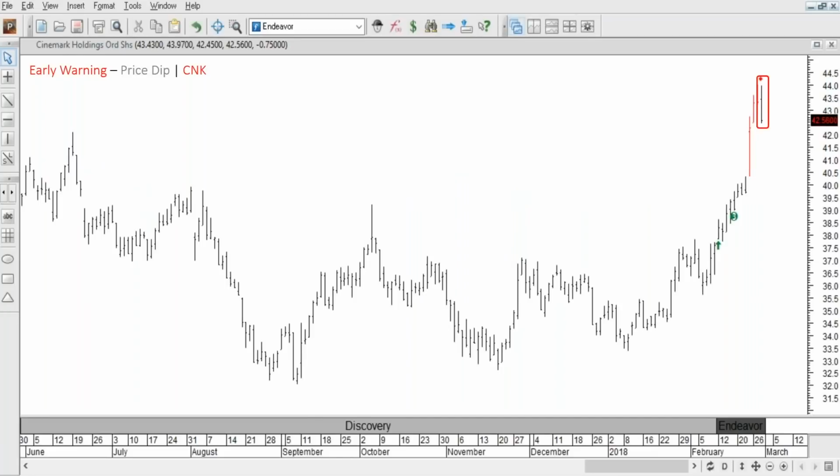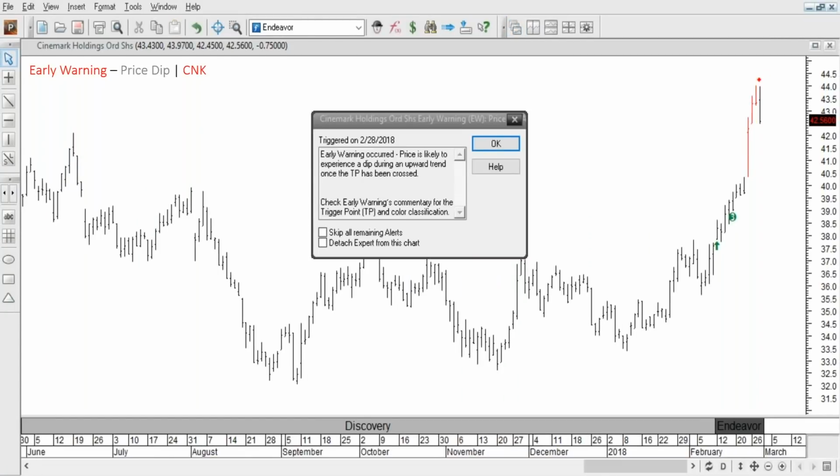This is ticker symbol CNK. It had an early warning signal on February 28th of this year. Remember, the early warning signals are represented by red diamonds that appear above price. Like always, when a signal appears, you'll get an alert box reminding you what the signal represents and to check the commentary.